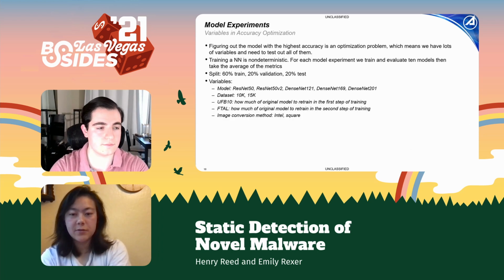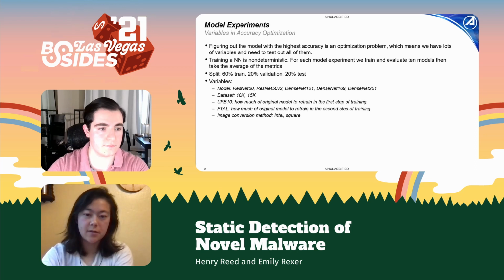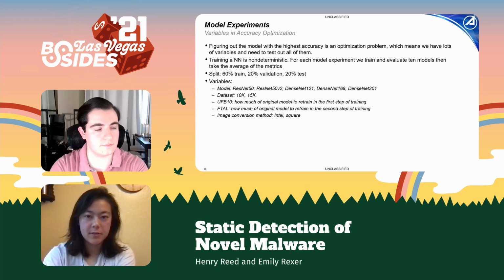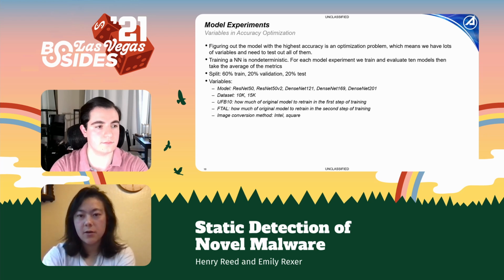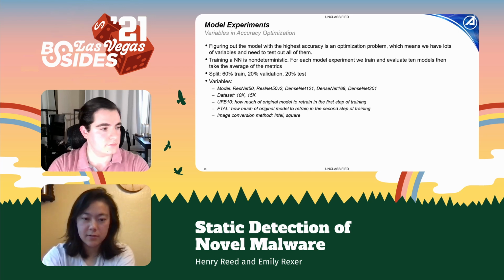Okay, so now that we've talked about collection and pre-processing our data, let's get into the model experiments section. So this is that looping process in the ML overview flowchart. Machine learning is kind of an optimization problem. You have a bunch of different variables and you're trying to fine-tune them to figure out what works best. So that's what we're going to walk you through.